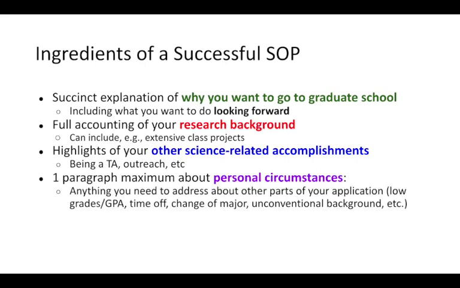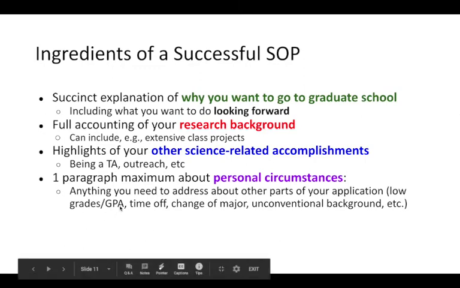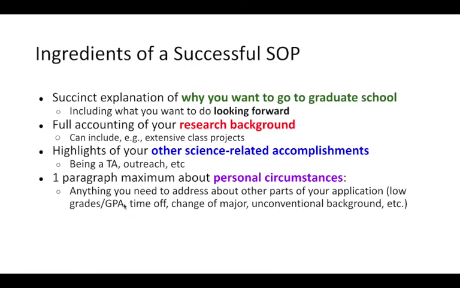Now, speaking of giving the committee that personal portrait, if you have any personal circumstances that you're concerned about that are reflected in some way on you on paper, which can include any number of circumstances, such as if you had a rough semester in college which resulted in low grades, or a rough year because of something happening in your personal life or related to your college experience, if you had to take time off for one reason or another, if you've changed majors, if you have an unconventional background, which can include coming back to school after a substantial time off, or trying to pivot back into physics after having done something else.